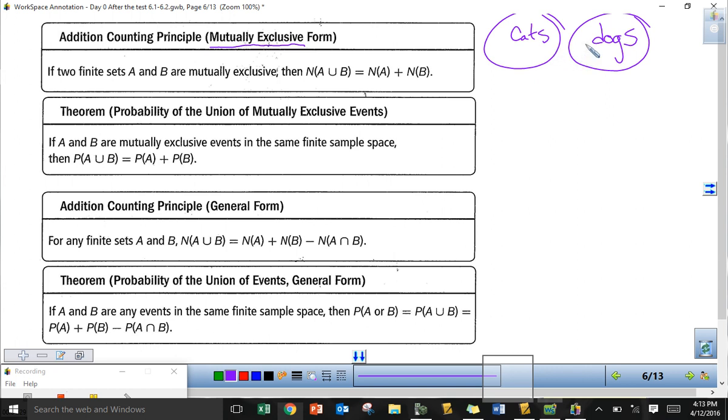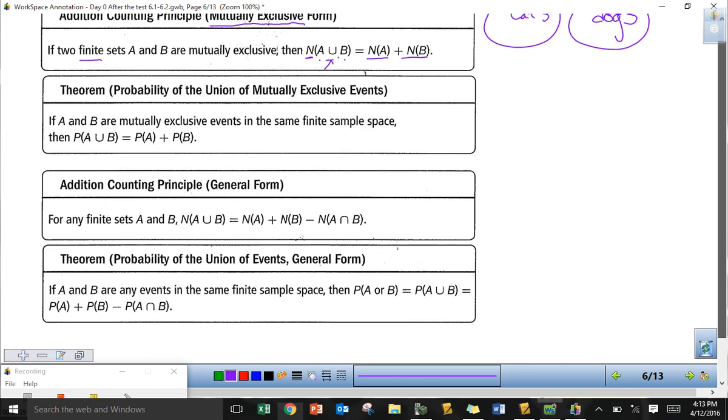Okay, so some notation here. We've got 2 finite sets. Remember, finite just means we can count the number in there. A and B are mutually exclusive. Then, to find the number of A union B, remember this U means union, if we want to find the union of those 2 events, all we have to do is find the number in event A and add it to the number in event B.